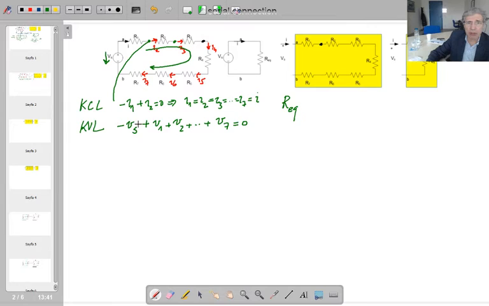So I move that Vs to the right hand side, and I'm going to use the definition relation this time. Definition relation.